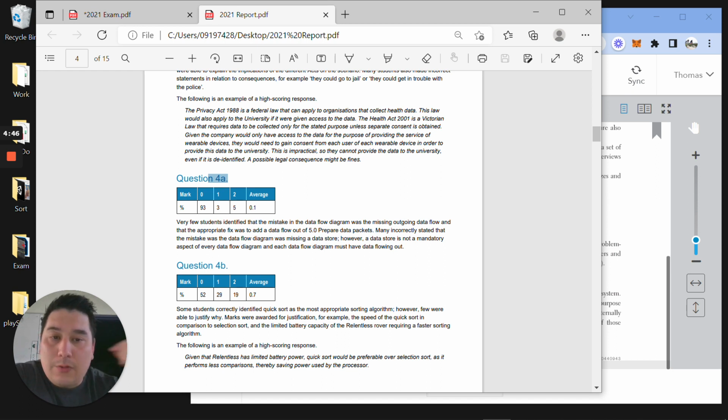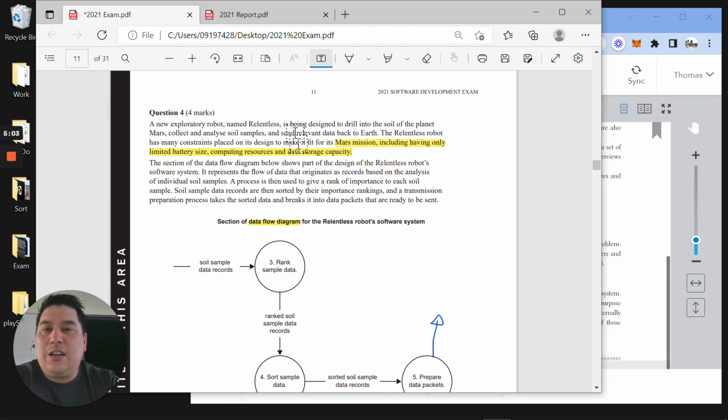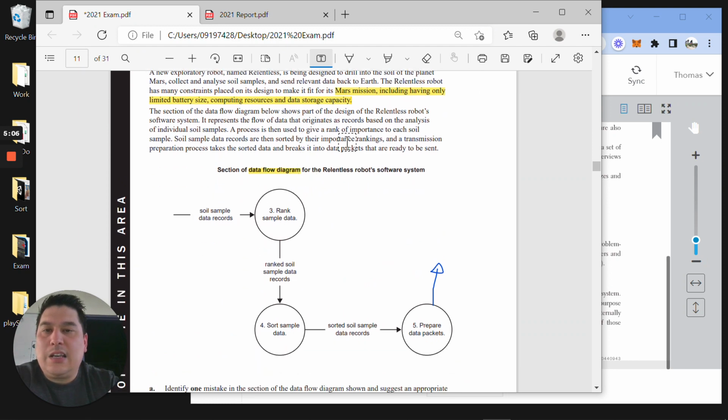Many incorrectly stated that the mistake was that the data flow diagram was missing a data store. However, a data store is not a mandatory aspect of every data flow diagram, and each data flow diagram must have data flowing out. Also, it didn't mention anything about storing data anywhere. It said that these packets are being prepared to be sent out, and we don't get the context or the scope of what's happening when that data gets back. Maybe it is stored eventually, but not within this small example scope.